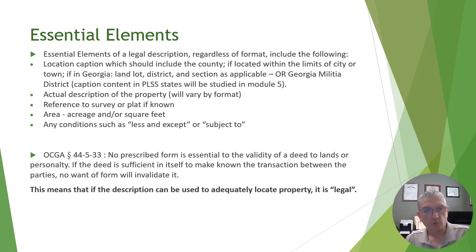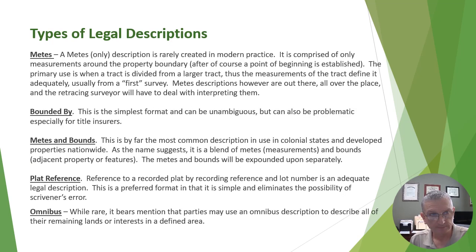Georgia law in 44-5-33 says that no prescribed form is essential to the validity of a deed to lands or personalty. If the deed is sufficient in itself to make known the transaction between the parties, no want of form will invalidate it. This basically means that if the description can be used to adequately locate property, it's legal. It also means that there is no definite required form. You don't have to word things in an exact certain way. It just has to adequately describe.